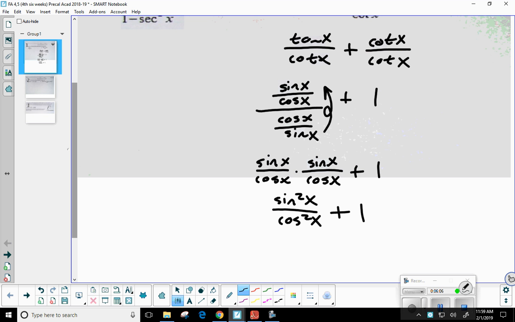Now we know that sine divided by cosine is tangent, but sine squared divided by cosine squared would be tangent squared. And that comes from the Pythagorean identity we were just looking at. So it should be secant squared of x. And so, this is the thing.